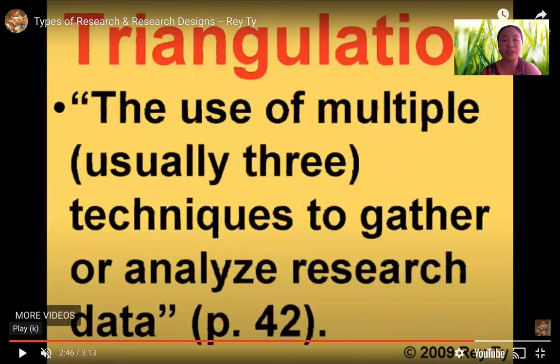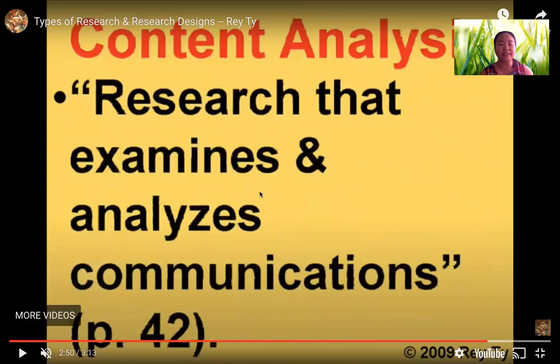So we also have triangulation, or the use of multiple, usually three, techniques to gather or analyze research data. So you can use exploratory or descriptive, experimental. So that's when you use three of them, that's triangulation. So content analysis naman is a research that examines and analyzes communication. So that's content analysis.